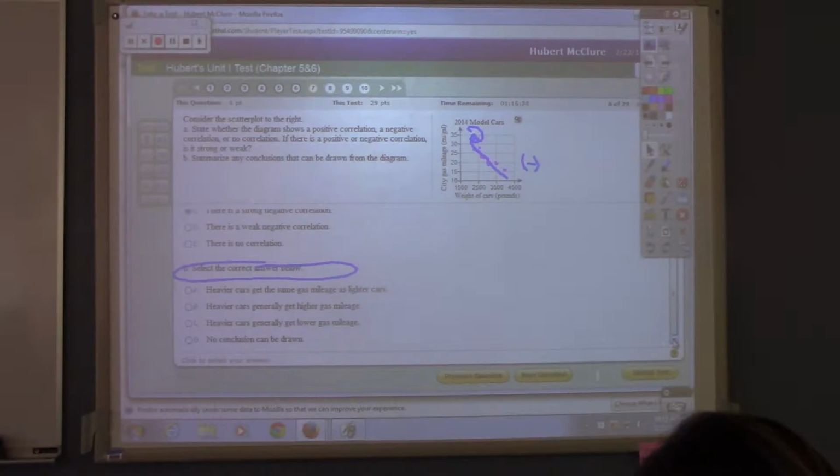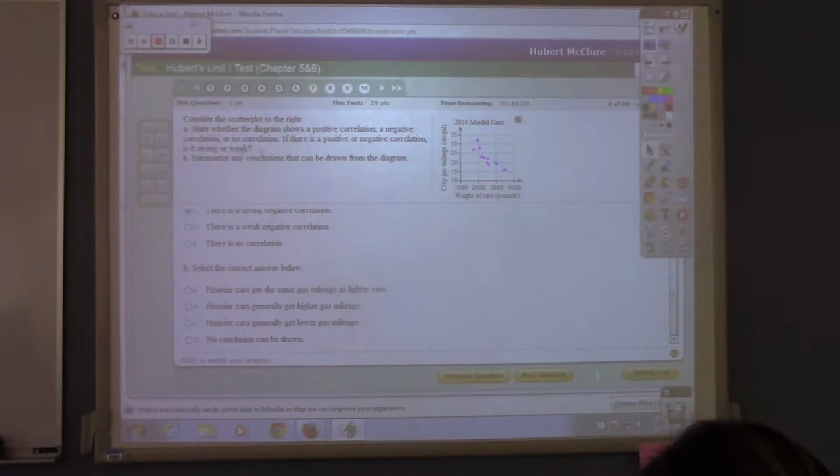Select the correct answer below. I don't even know what this is. It says, consider the scatterplot to the right. State whether the diagram is positive correlation. Summarize any conclusions. Yeah, weight of cars. And this is city gas miles. So the higher the weight of the car, the heavier the car, the what? Worse. The worse gas mileage or whatever. So which one's that? Generally get lower gas mileage. Okay.